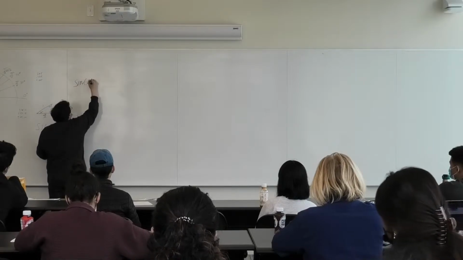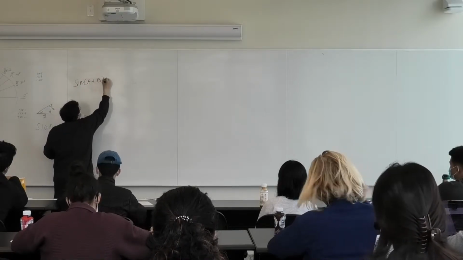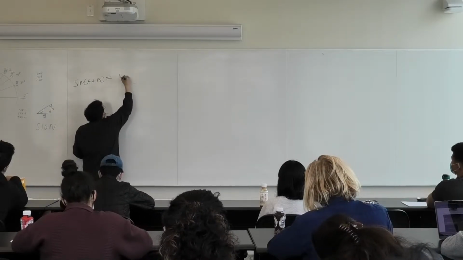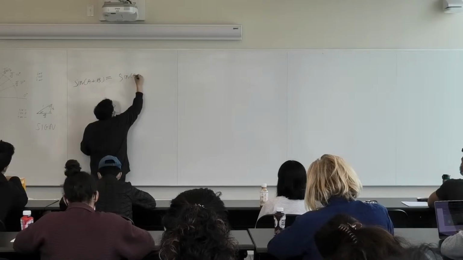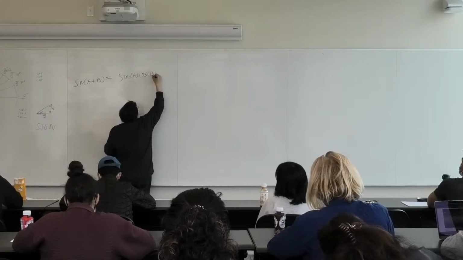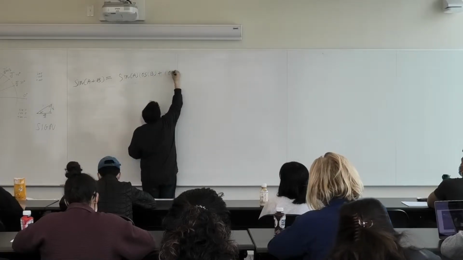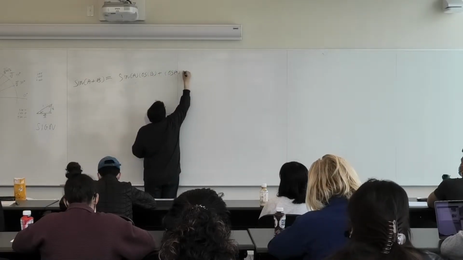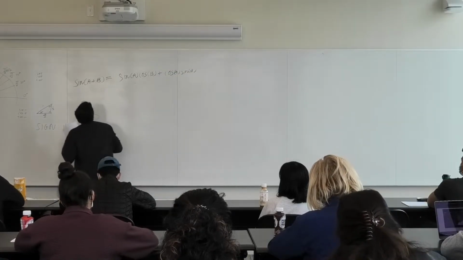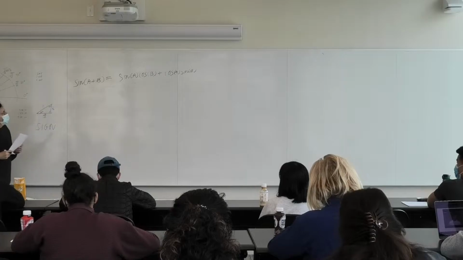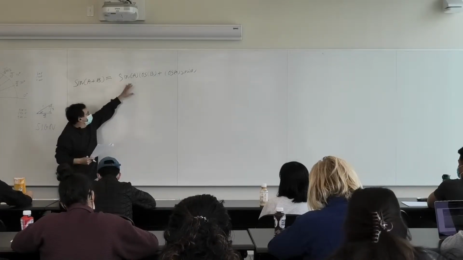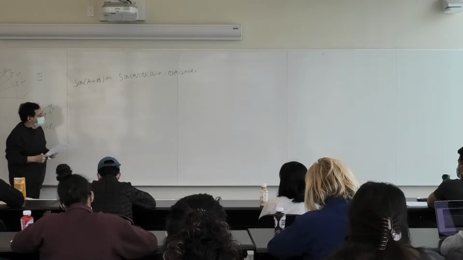Sine of A plus B, which turns out to be sine of A cosine B plus cosine A sine B. So we have the sum here, but we could express it in terms of the individual functions.